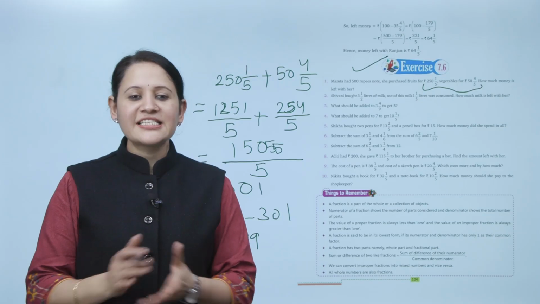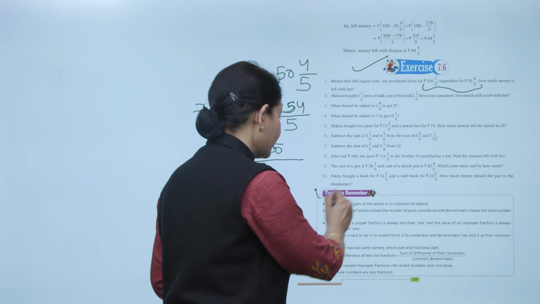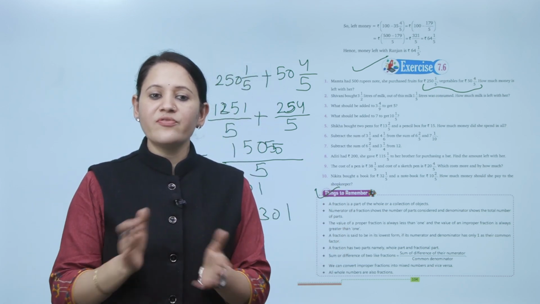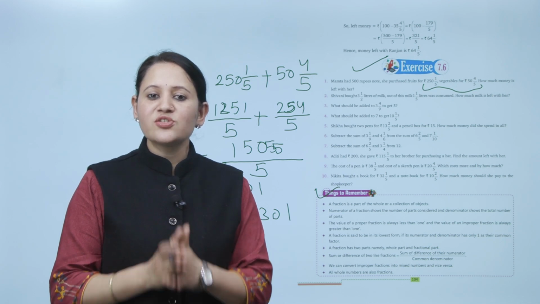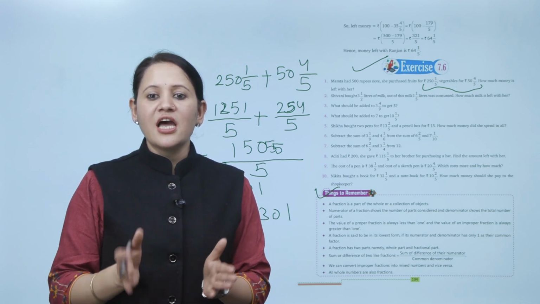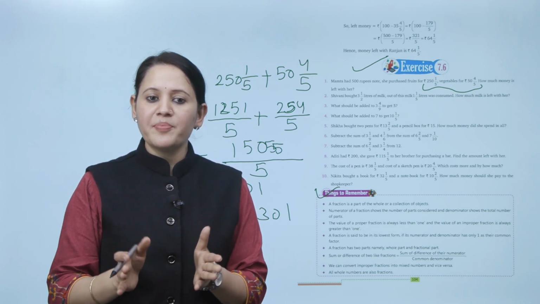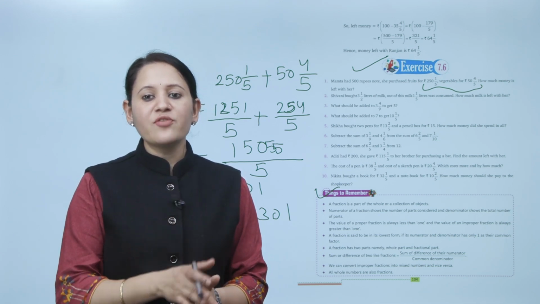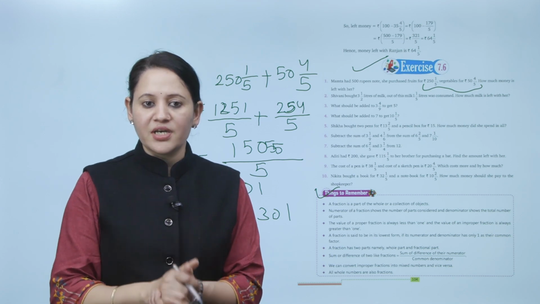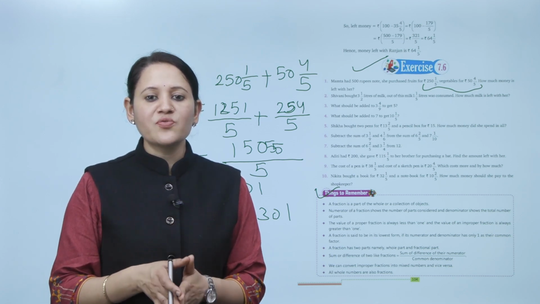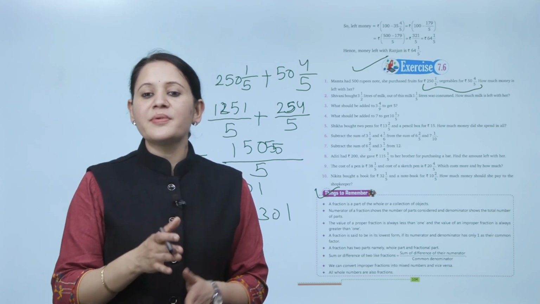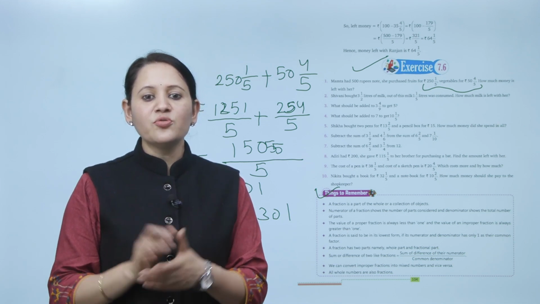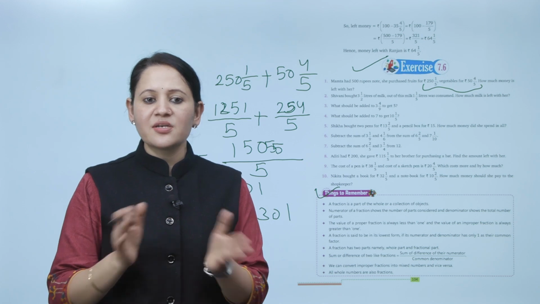Clear? Next is things to remember. A fraction is a part of whole or a collection of object. Numerator of fraction shows the number of parts considered and denominator shows the total number of parts. The value of proper fraction is always less than 1 and the value of improper fraction is always greater than 1. A fraction is said to be in lowest form if its numerator and denominator has only 1 as their common factor. A fraction has two parts, namely whole part and a fraction part.